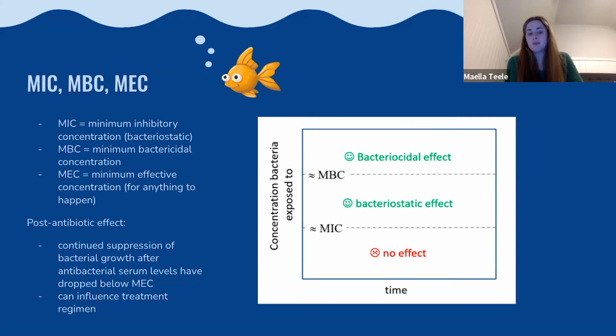So that is the minimum concentration at which you can kill the bacteria. If you have a look on this graph here, you've got your MIC down below, you've got your MBC up above. So you've got your bacteriostatic above your MIC and your bactericidal above your MBC. And then MEC is just your minimum effective concentration. In this case, that's above the minimum inhibitory concentration, because below that there's no effect.